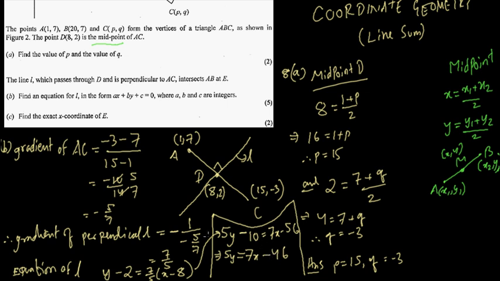Now the final question is to find the exact x coordinate of E. Now where did E come from? They mentioned that line AB intersects the line AC at the point E.